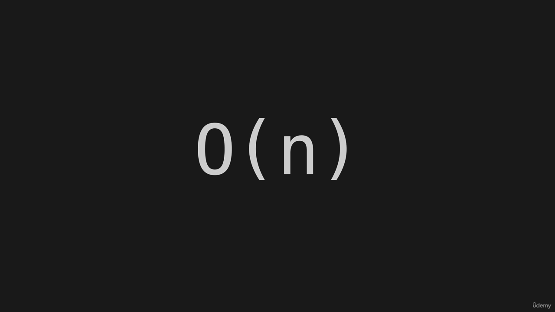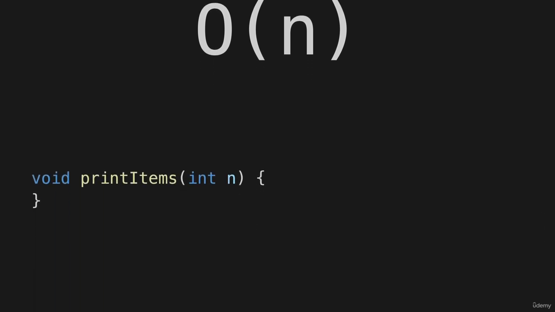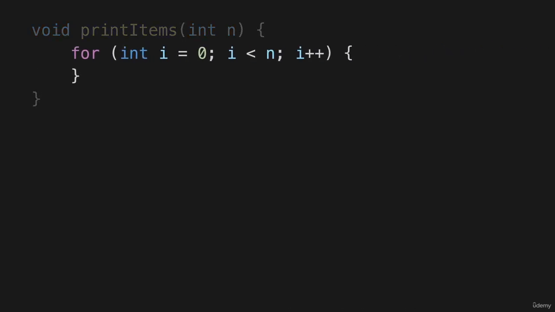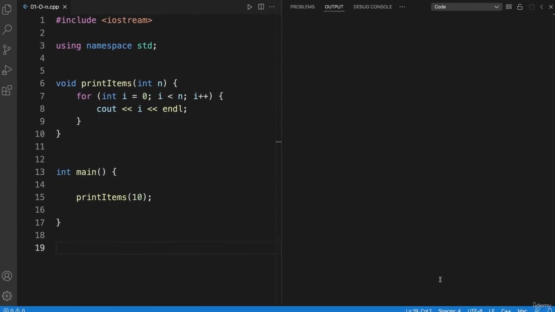So to explain this, I'm going to build out a function that I'll call print items, and we're going to pass it a number n. So inside of the function, we're going to have a for loop that's going to run n times, and then in the for loop, we're going to output I from the for loop. So now let's flip over and take a look at this in VS Code.